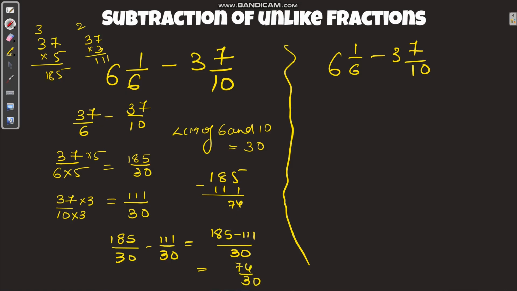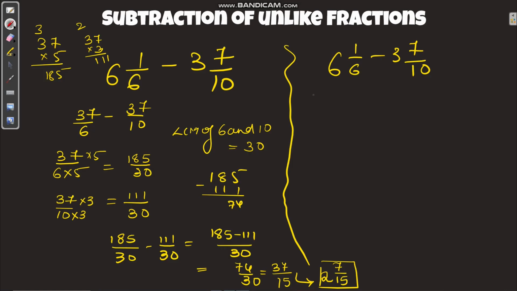Can I reduce it with any number? Is there any number which can divide both of them? Can I try with 2? Let's try with 2. If I divide this by 2, I will get 37 upon 15, because 2 3s are 6 and 14. Can I reduce it further? Is there any number which can divide both 37 and 15? No. So now let's convert it to a mixed fraction. 15 2s is 30, and then 7 is the remainder upon 15. So the answer is 2 7 upon 15.